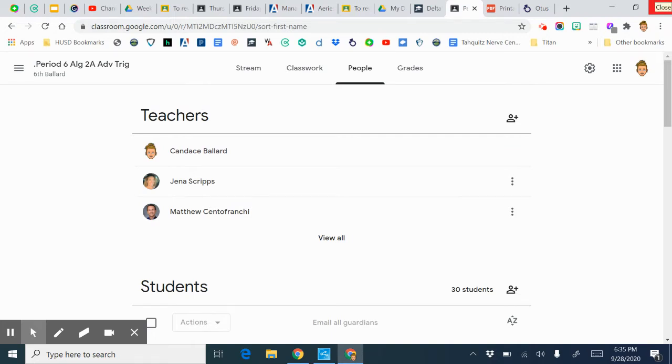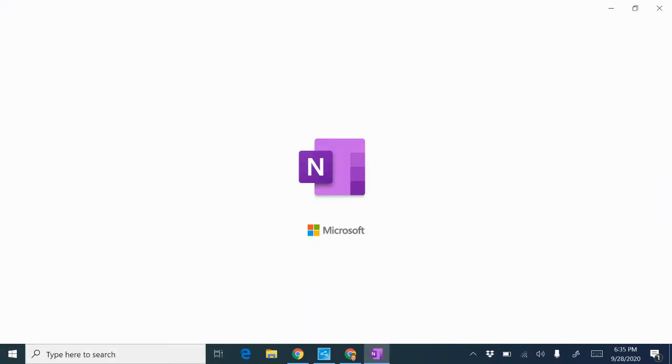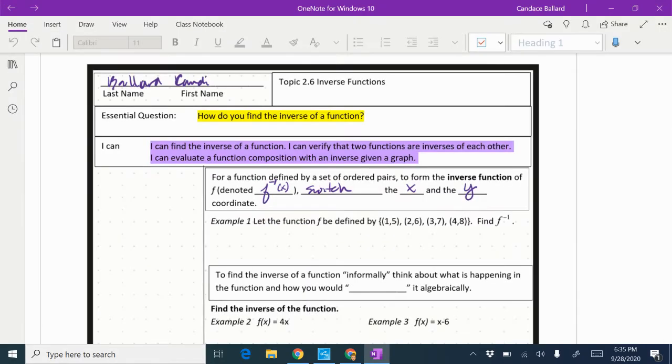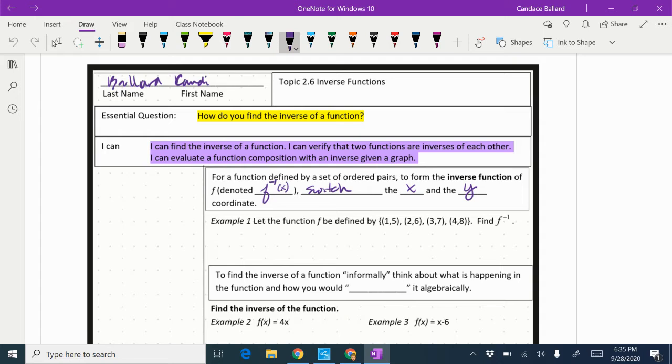So our first example here is, let the function be defined by these sets of ordered pairs. We're supposed to find f inverse. So I'm going to write our fancy notation, and then all we're going to do is switch the x and y coordinates. So I'm going to reverse the order. So 5, 1. And then the next one would be 6, 2. And the next one would be 3, 7. And then the last one would be 8, 4.